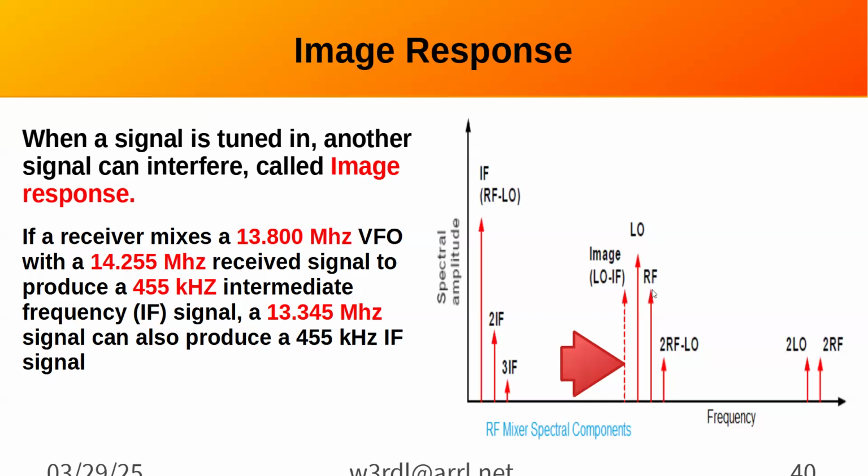Okay, because we're trying to receive 14.255, which would be this one. But we have one at 13.345, which is down here. It's lower on the other side of the local oscillator. So they're both going to give you the same IF frequency, 455. And then you got all these harmonics and other products floating around.